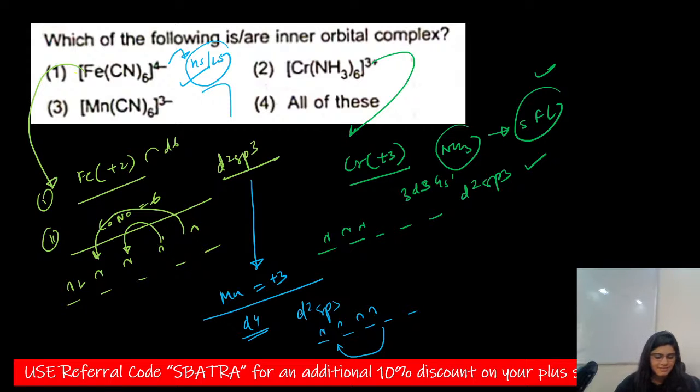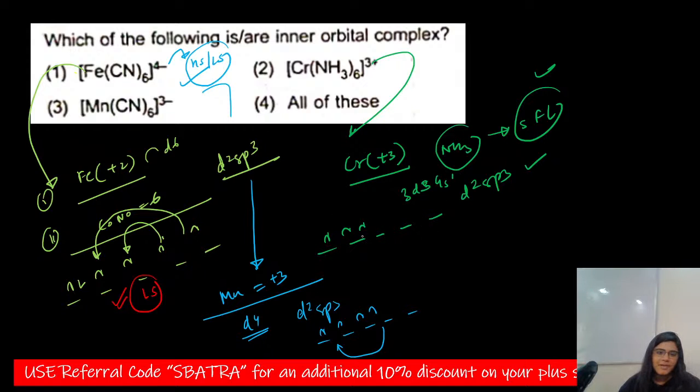All right, so let's discuss this question now. If I talk about the first complex, there is pairing. If there is pairing and we have paired the electrons, then this one is low spin. So the first complex is low spin.